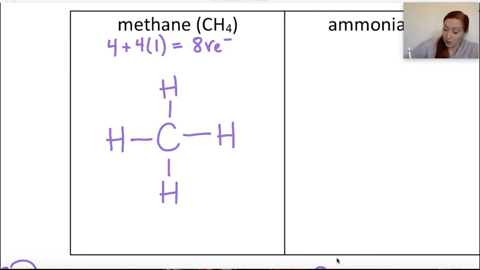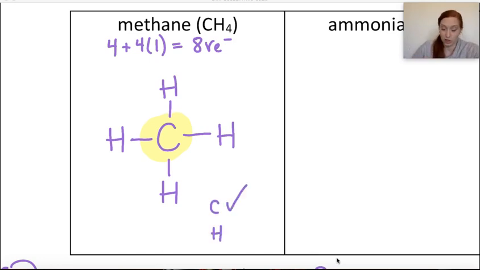So let's take a look at carbon. Okay, we just counted those up already, but let's focus on it here. There are 4 bonds around carbon, giving it 8 valence electrons. So carbon is good for its valence.